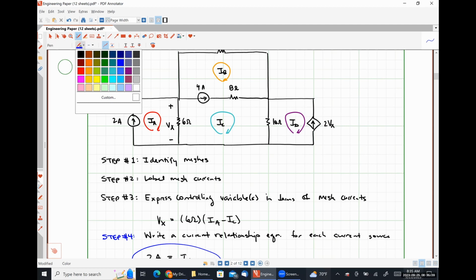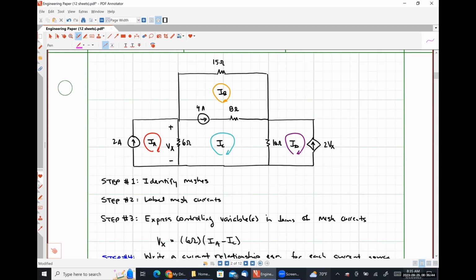So what I mean by that is, let me do these in pink. So if we were trying to write a KVL equation around mesh B, the voltage drop across the 15 ohm resistor is easy enough to do. The voltage drop across the 8 ohm resistor is easy enough to do. But the voltage drop across this current source cannot be done, okay? We could call it VCS from right to left or something like that.